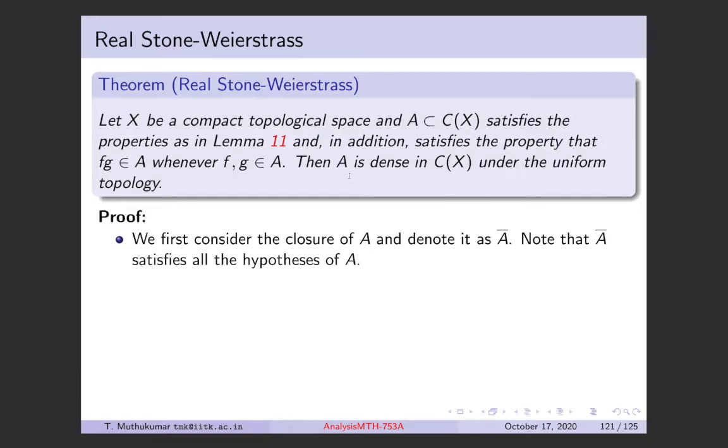If we want to show that A is dense, we want to show that A closure is C(X). So we will actually show that A closure is C(X), right? So you take A and denote by A bar the closure of A. Now this A bar, the closure of A, also satisfies all the hypotheses of A.